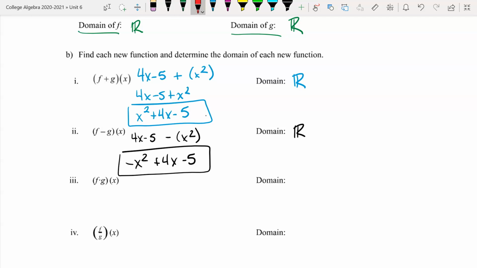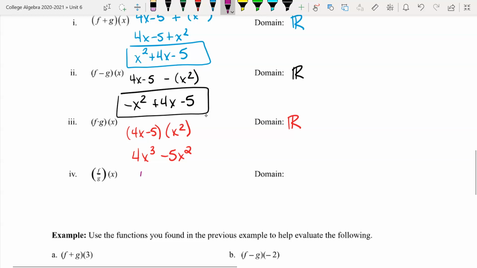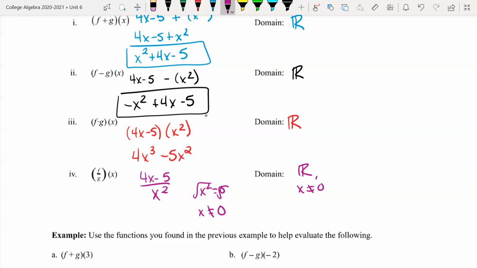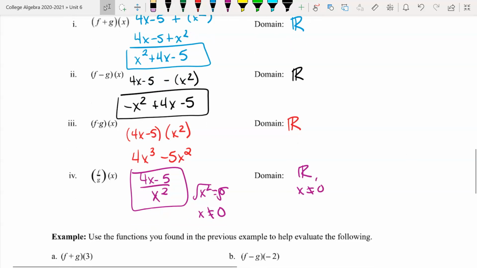F times g, 4x minus 5 times x squared. We get 4x cubed minus 5x squared. Domain's still all real numbers. And then lastly, you got division. Right, so you set the bottom equal to 0 and you'd solve it. So x can't be 0. So it's all real numbers except for x can't be 0. And sometimes just plugging it in is all you can do on division. You can't simplify it, so that's all it is. So that's some good independent practice.